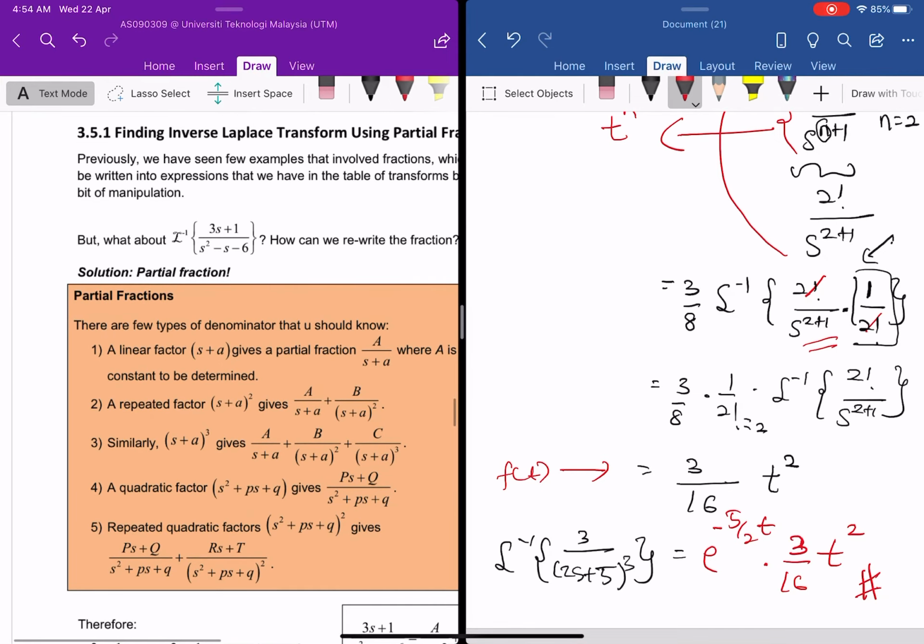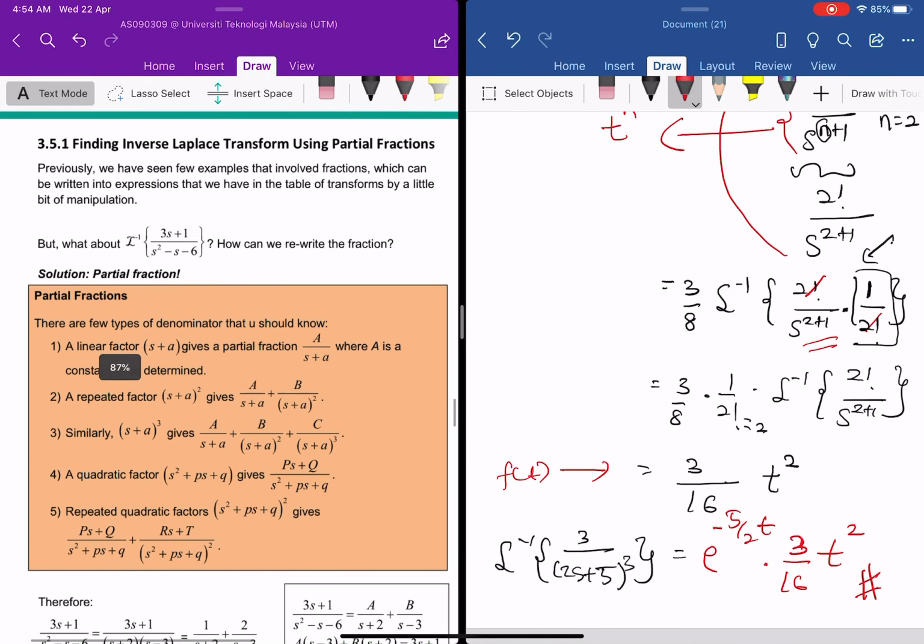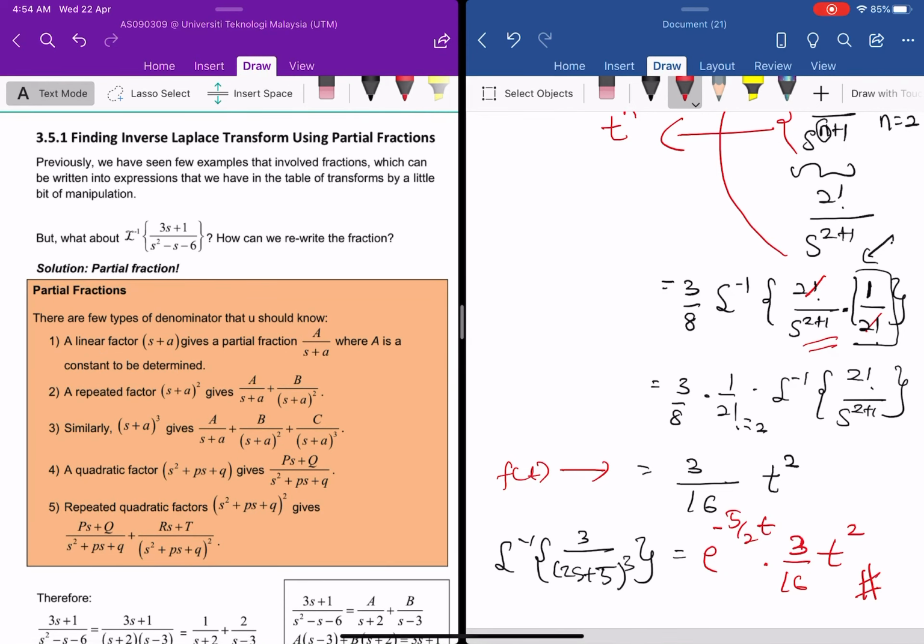In the next video I will explain how to find the Laplace transform using partial fractions, and how to know whether a question needs partial fractions.